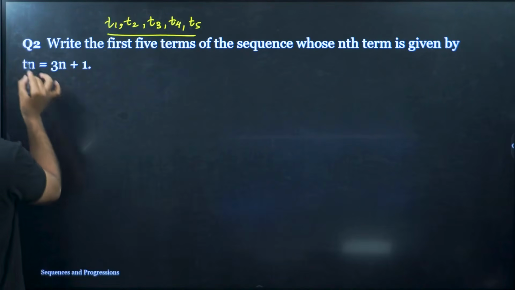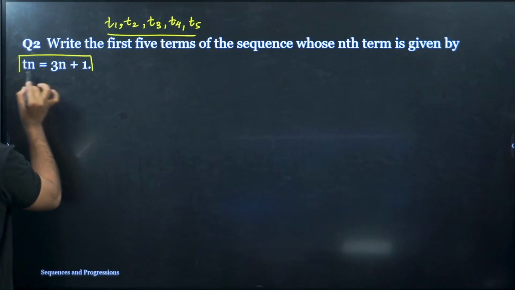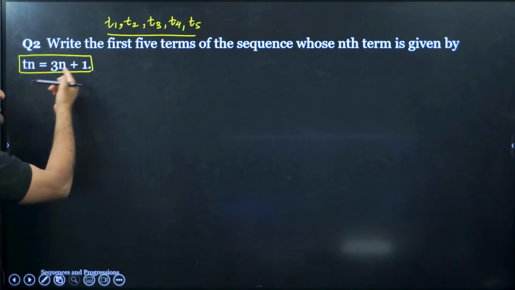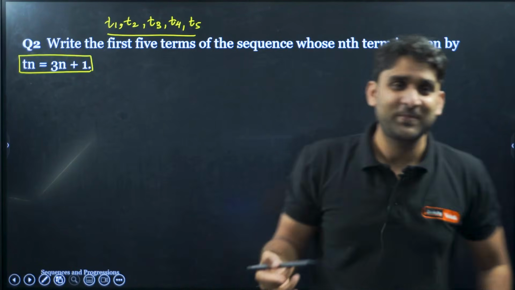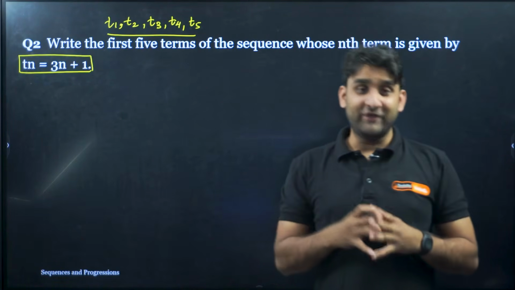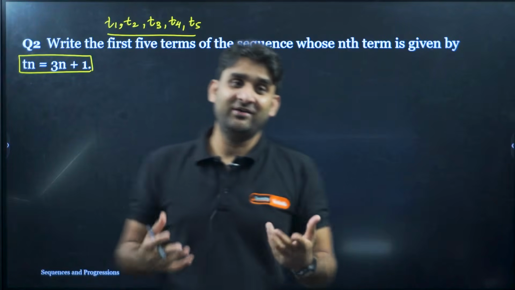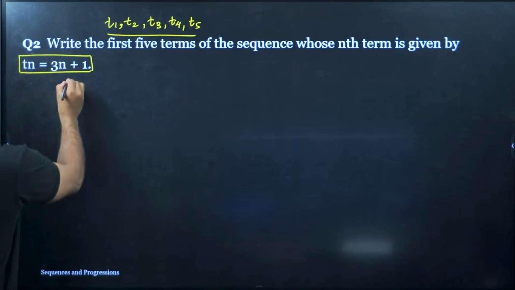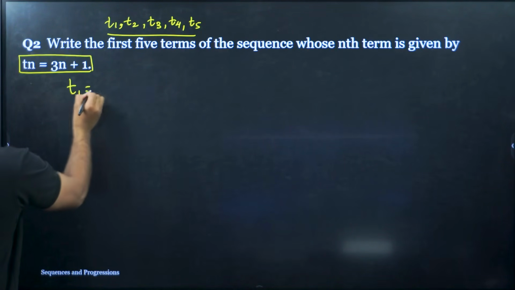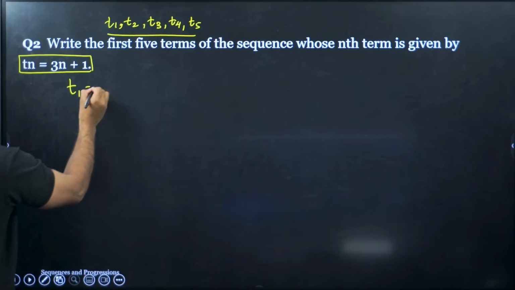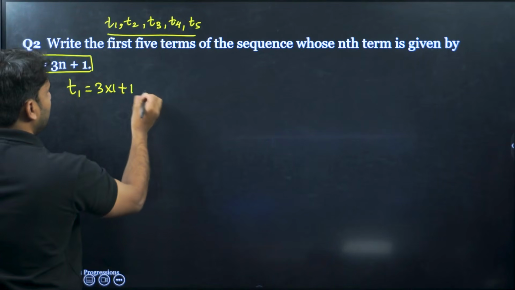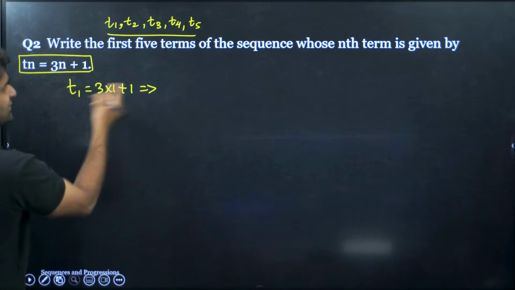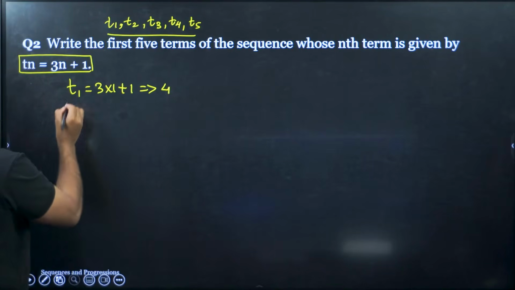And we have Tn. The formula to find these terms is given in the form of n. So at the place of n, we can put anything, right? T1, so at the place of n, I'm putting 1 here. So 3 into 1 plus 1. Can you please solve this? 3 ones are 3, plus 1, 4 will be the first term.